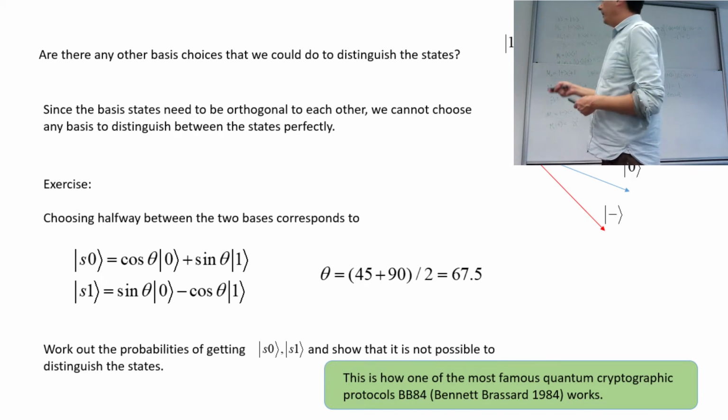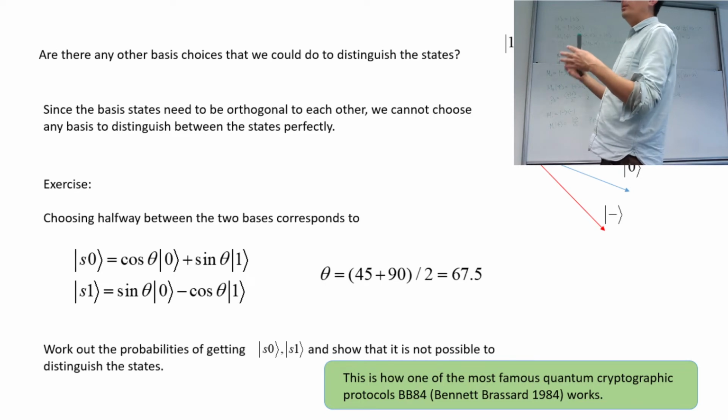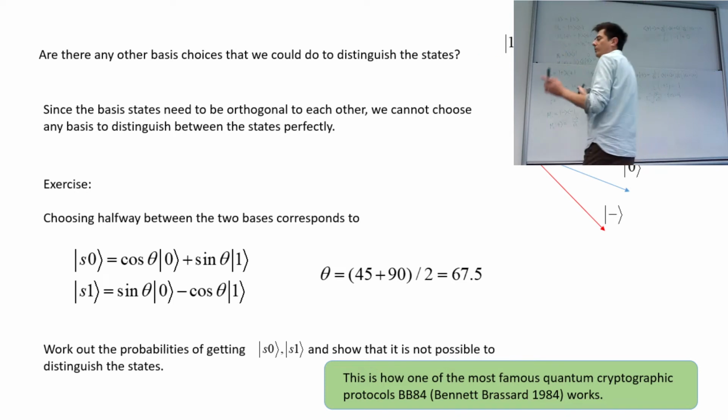So if you chose, say, this blue one, which is halfway between here, then with some probability, which is probably bigger than a half, you would correctly guess that this state is 1 or plus, because this one is quite close to both of these ones. But because it's not an orthogonal state to both of these states, it doesn't do it with 100% reliability.